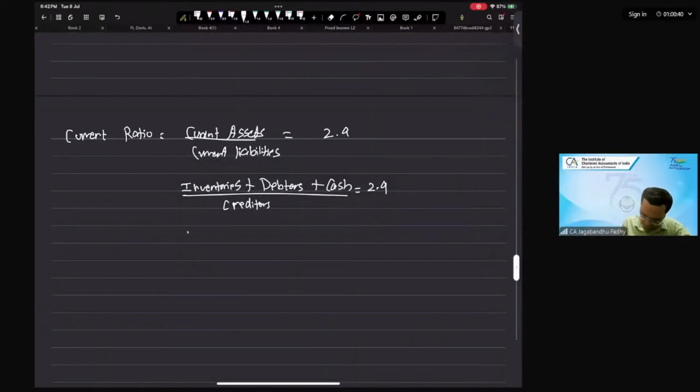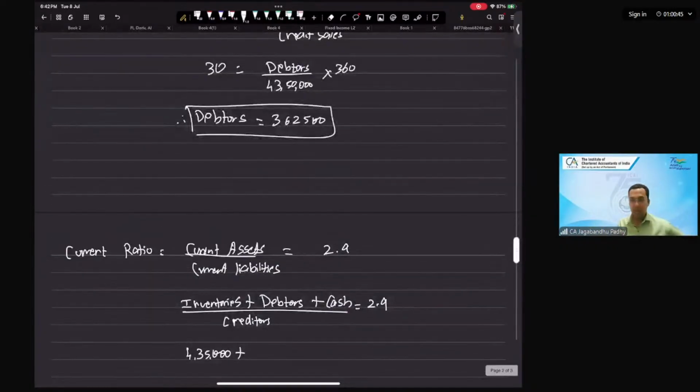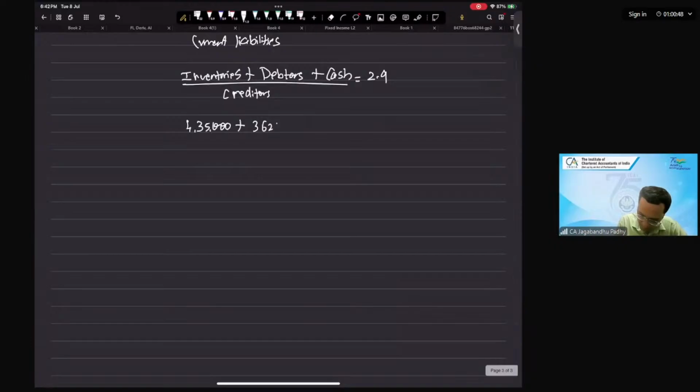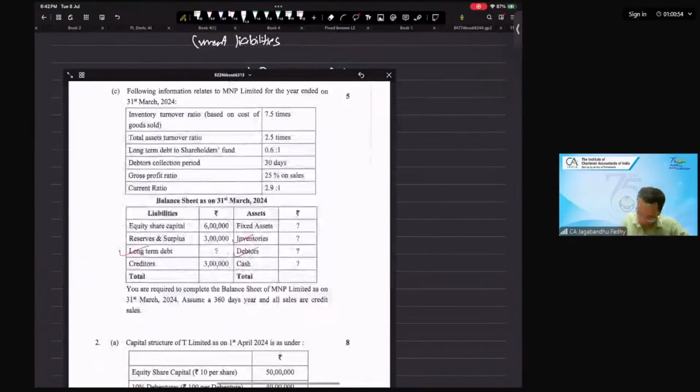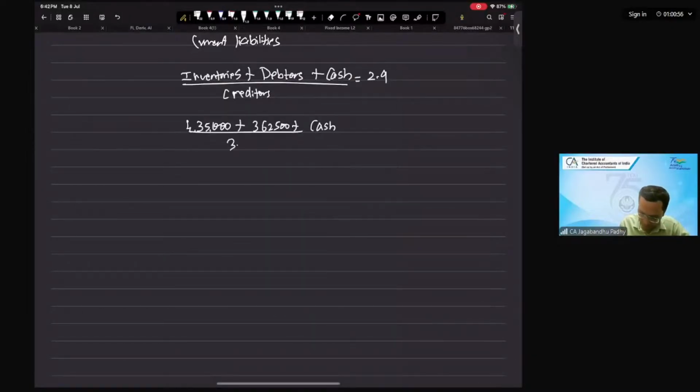So we've got the value of inventory and the debtors. Inventory is 4,35,000 and debtors are 3,62,500 plus a cash balance, upon creditors, which are given to us to be 3 lakh. That's equal to 2.9. So 4,35,000 plus 3,62,500 will be 7,97,500 plus cash upon 3 lakh is 2.9.